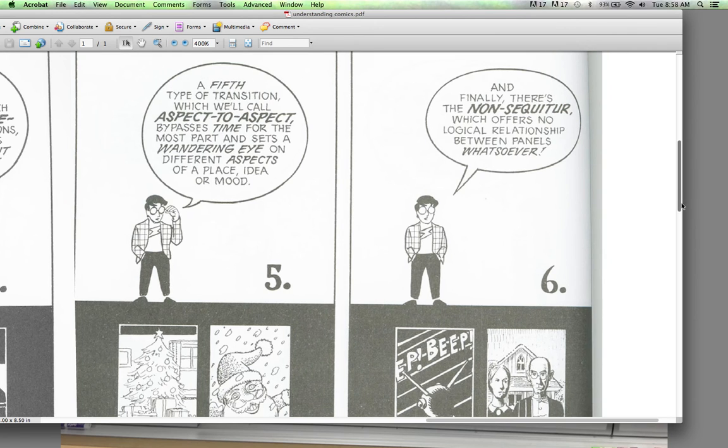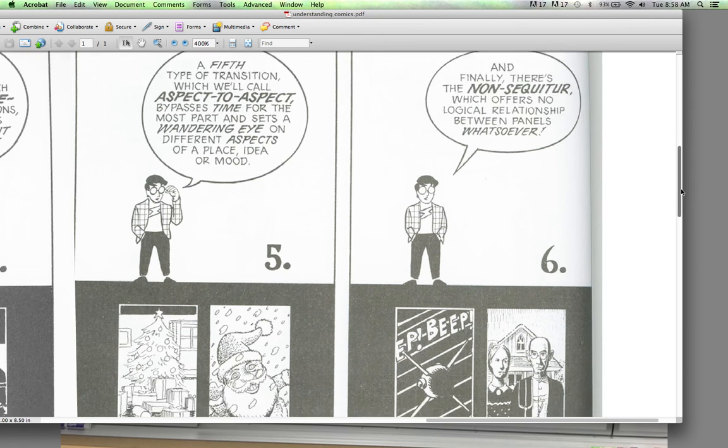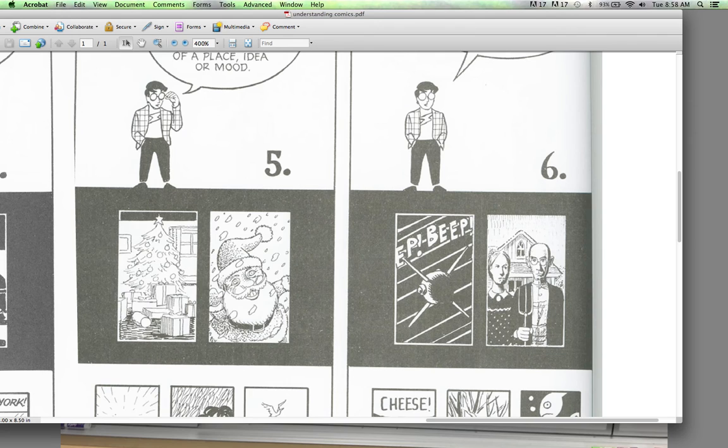Okay? 6th one, non sequitur. You may realize the word sequence in sequitur. So non sequitur basically means that there is no sequence, that one image or one panel does not relate to the next. Okay, so we see a satellite flying around, then we go to this famous painting called American Gothic. They don't really relate. There's no sequence.